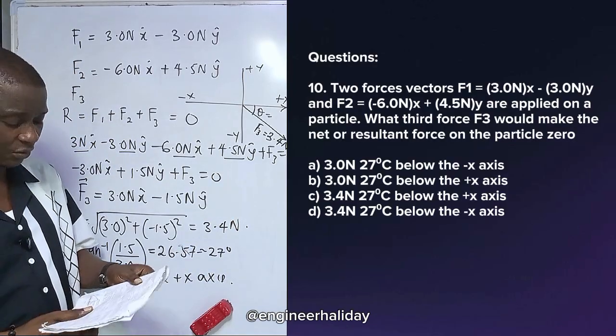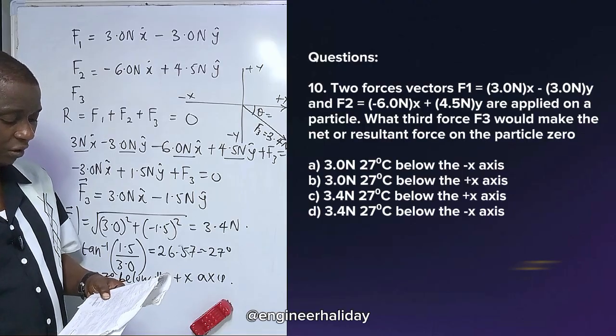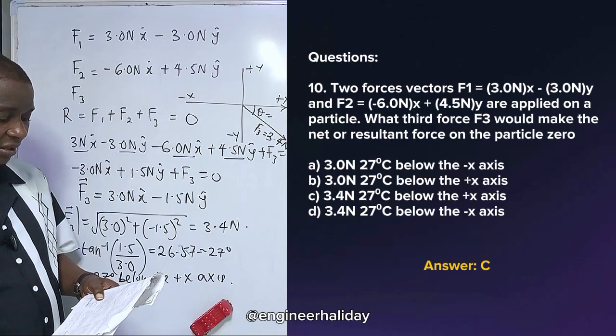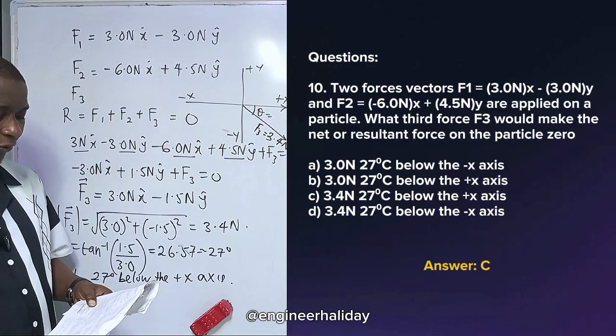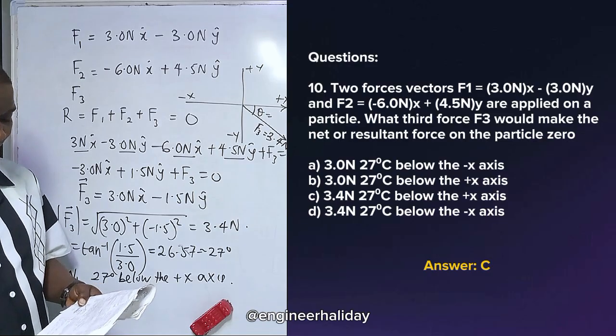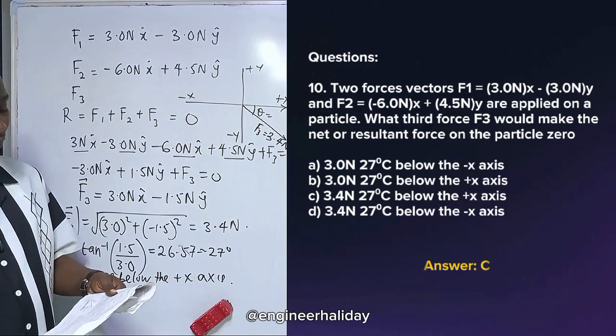Now the next thing we want to do: we are done with that one. That one should be option C, 3.4 Newton 27 degrees below the positive x axis. Option A is not the answer. Now let's move to number 11.